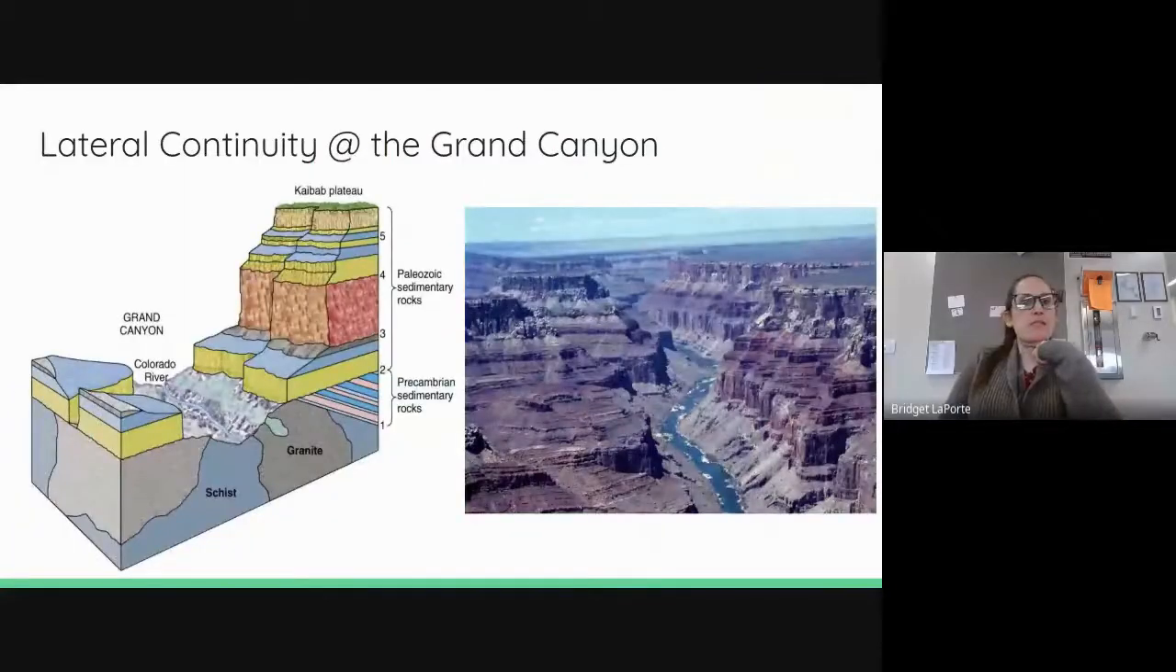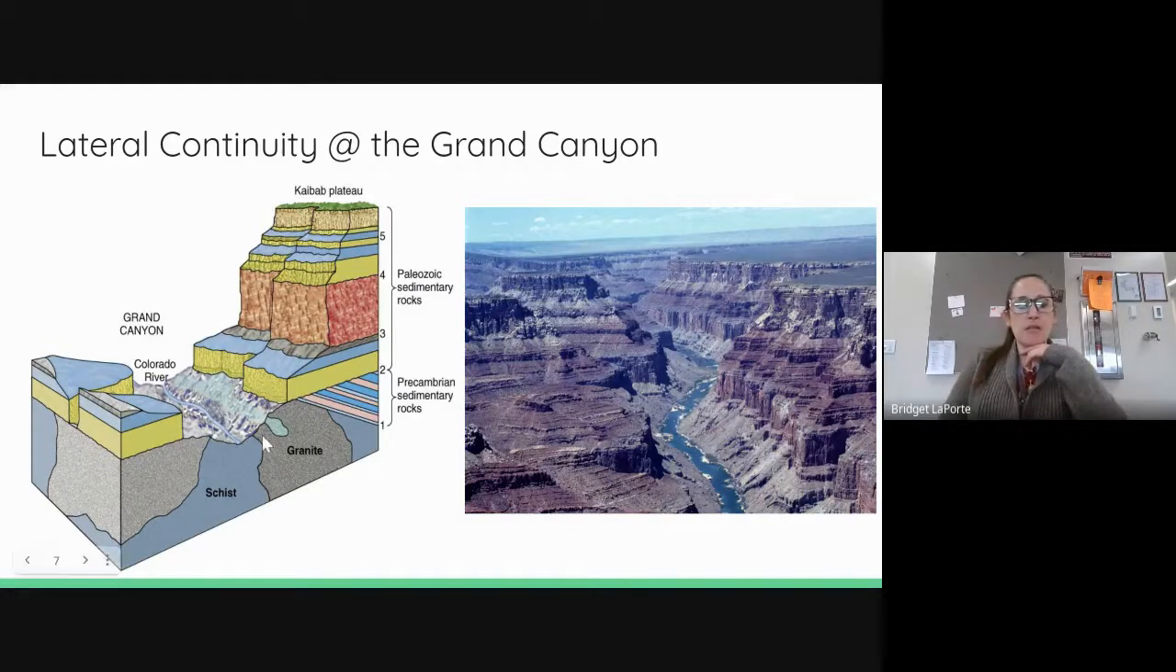And one of the best places to see lateral continuity is at the Grand Canyon. It's on my list. Ms. Case and I talk about traveling all the time. It's one place we haven't been to yet, but it is a geological wonderland of things. You can see the diagram on the left that diagrams out what we're looking at on the right-hand side. You can see the Colorado River making its way through here. That is the disruption, if you will, that made the Grand Canyon as we see it over time, as well as a few other things.